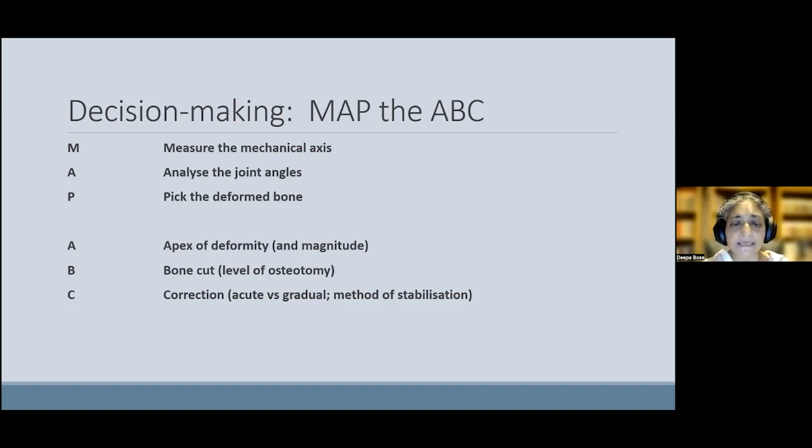And then ABC is actually the technical aspect of what you're going to do. So determining where the apex of the deformity is, determining the level at which to make your osteotomy, and then deciding how you're going to achieve your correction. Is it going to be an acute correction or a gradual correction? And how you're going to stabilize it. So let's look at those.